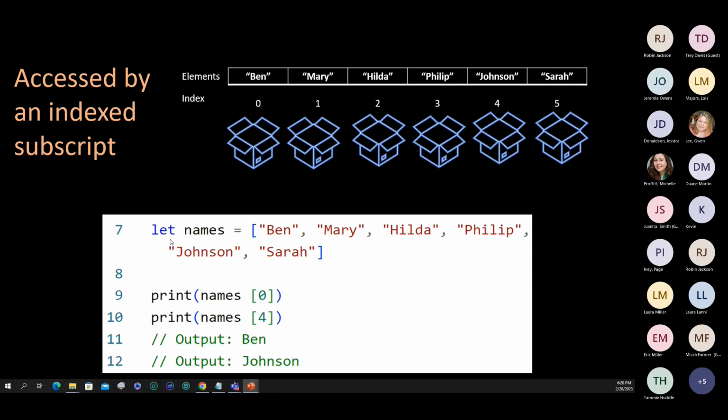Let's assume it's names, because I'm trying to store a bunch of names inside a square bracket, right? So I say let names, and we all know what let is, right? It's a constant. In other words, we can't change it. Equals Ben, and because it's a string, that's why you have the quotation marks around it. Ben, Mary, Hilda, blah, blah, blah.